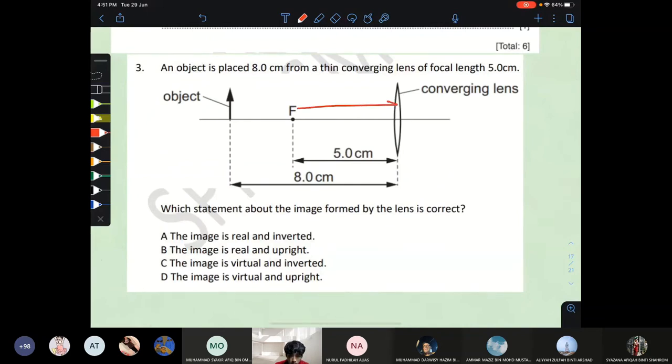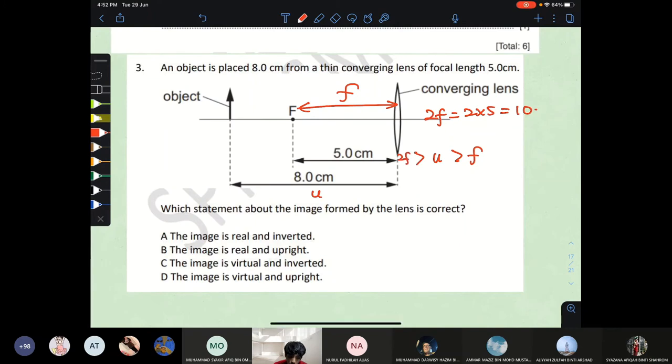This is our focal length. So this is U. So what can you say about U? U bigger than F. Is that all? Is U more than 2F ataupun less than 2F? U is less than 2F. Okay, they're less than 2F. So this is the condition.